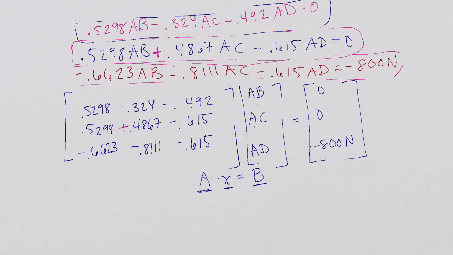Alright, so I just did the calculations in my calculator, and basically what I got was that this vector AB, AC, and AD equals 577.7, 85.8, and then 565.5.